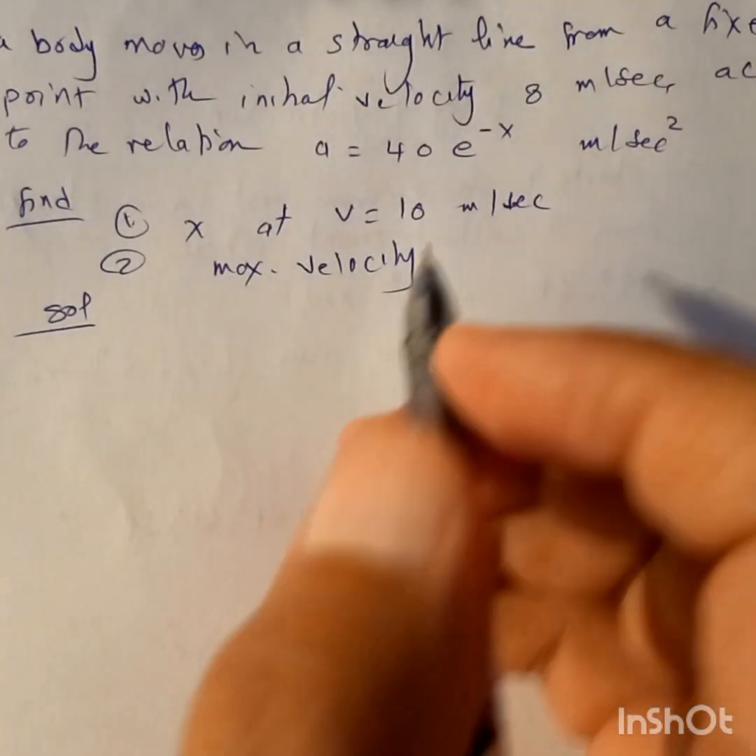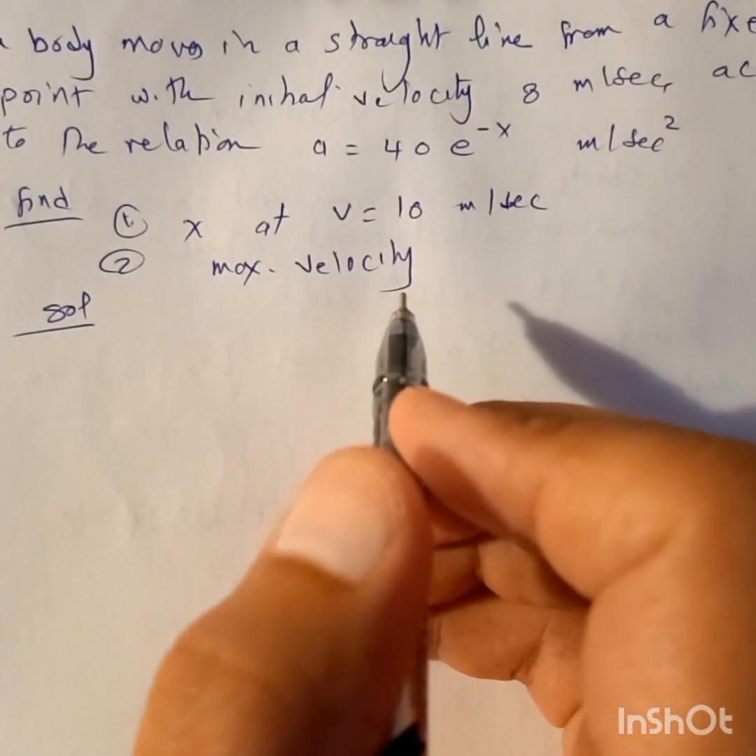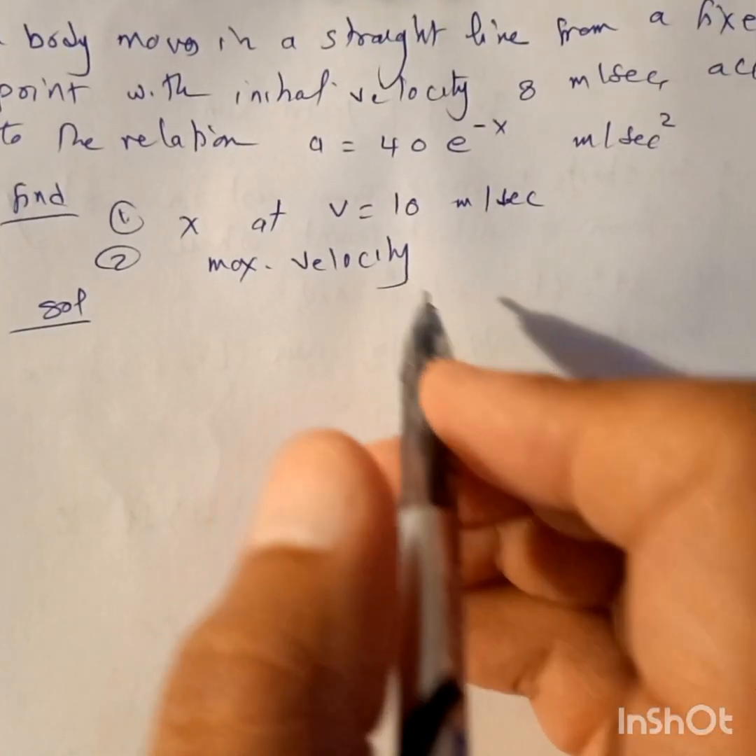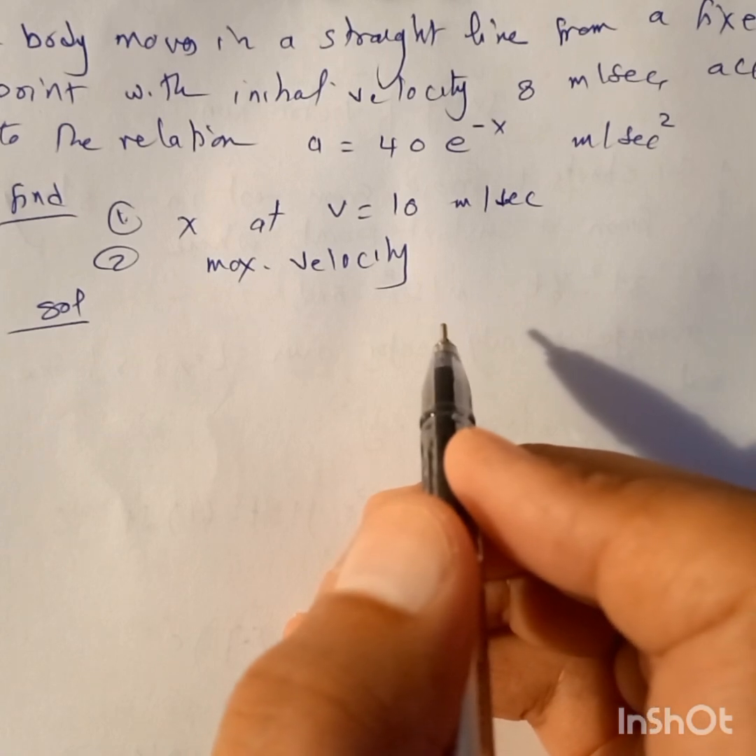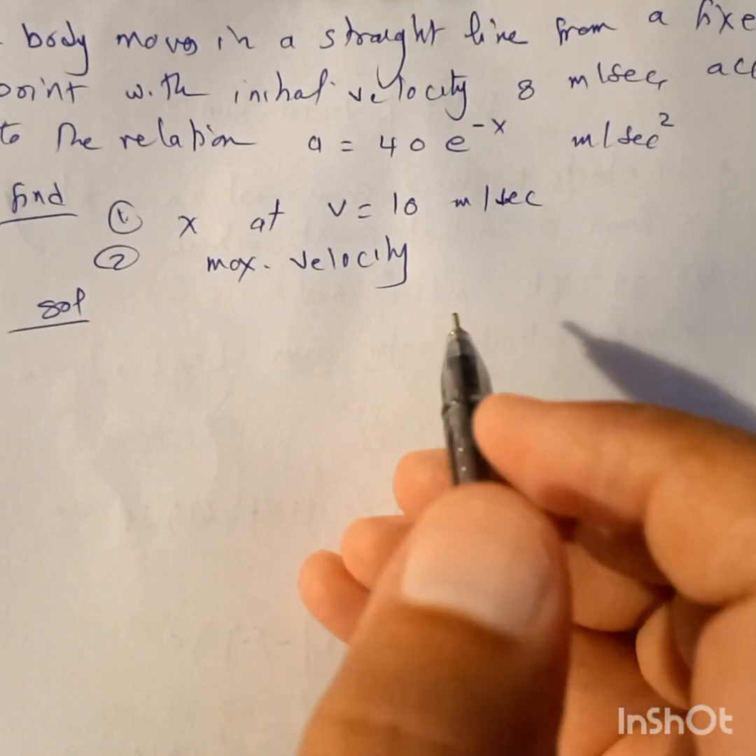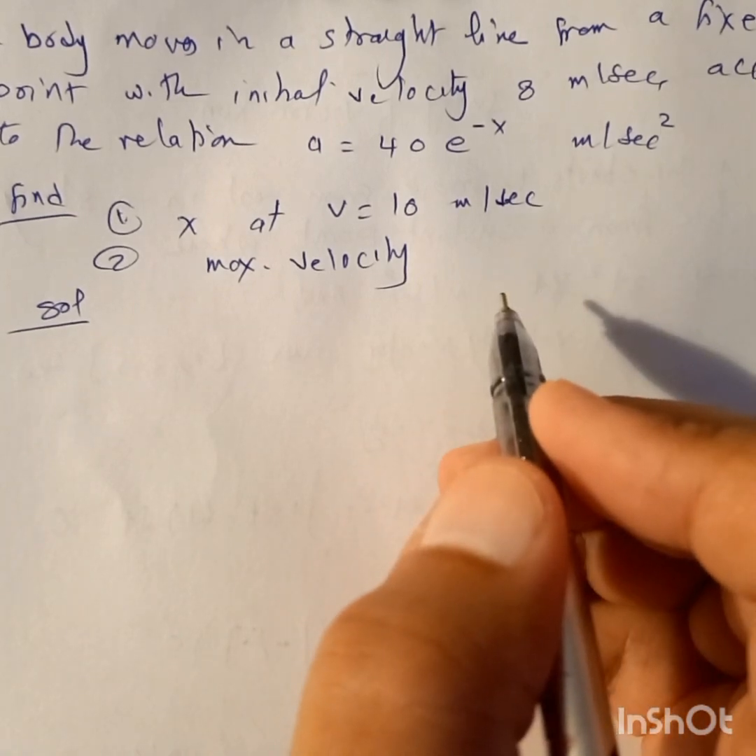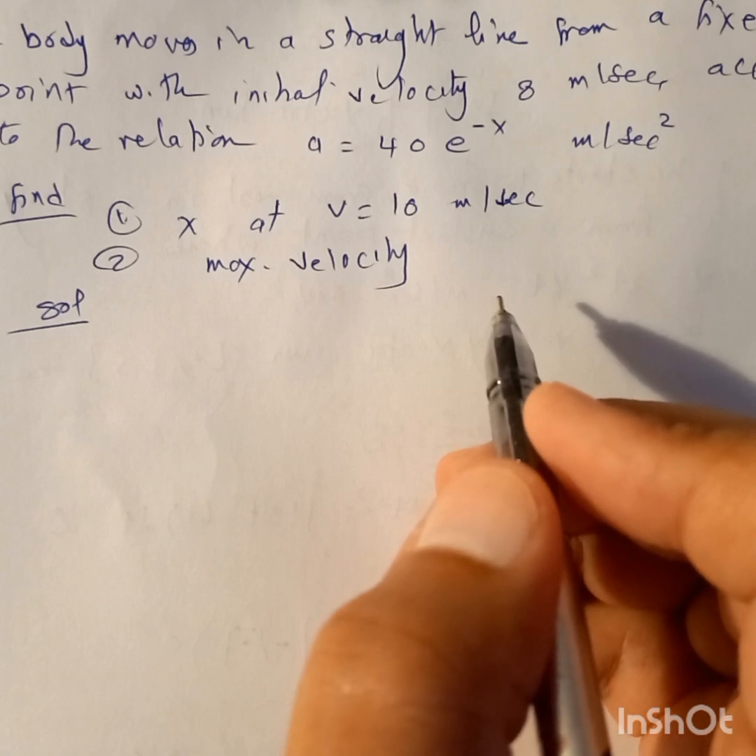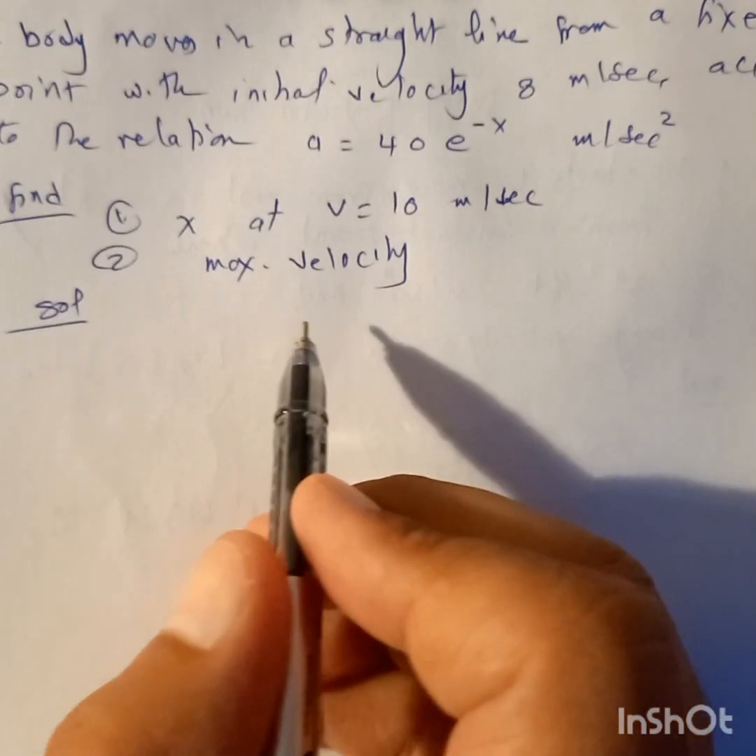We have another example. A body moves in a straight line from a fixed point with initial velocity 8 meter per second. According to the relation, acceleration equals 40 e to the power negative x meter per second squared. Find x at v equals 10 meter per second and find the maximum velocity.